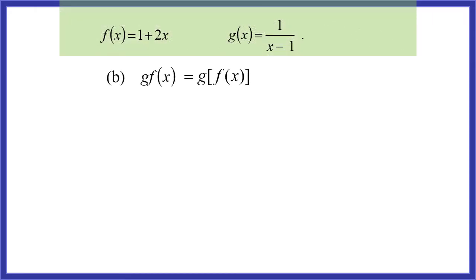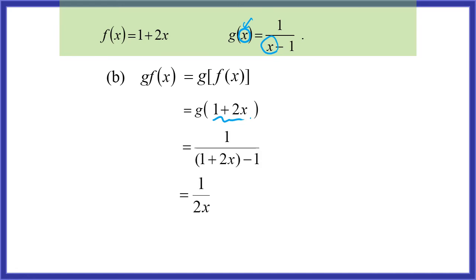How about g of f? So g of f(x), we replace with f(x) first, which is 1 plus 2x. Then for g of 1 plus 2x, in the original function g(x), we replace the x with 1 plus 2x. So it will be 1 over, what is the x? Our x is not x anymore, but 1 plus 2x. That's why we have 1 over 1 plus 2x minus 1. So we have 1 over 2x. So notice that it's not the same. gf and fg are not the same.